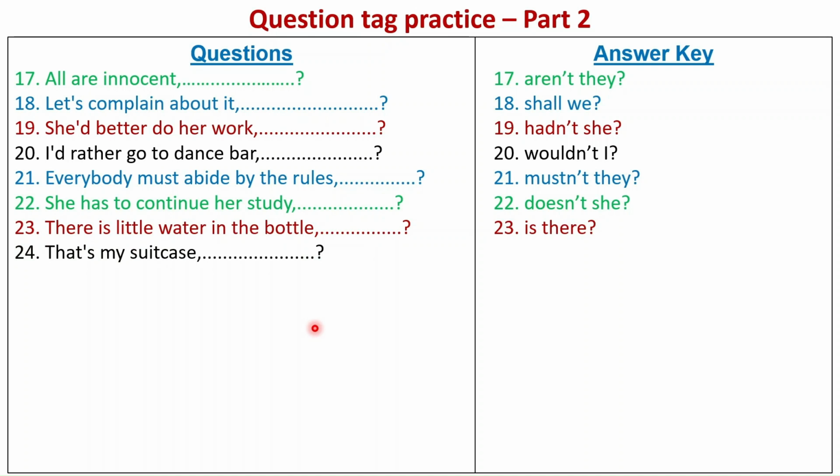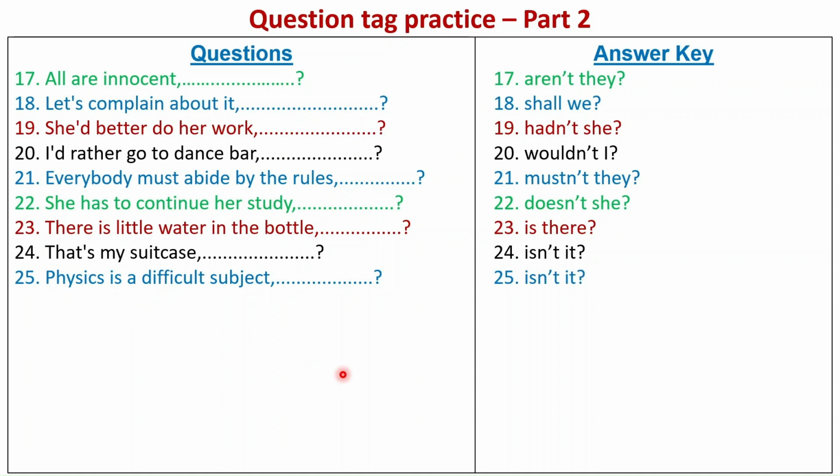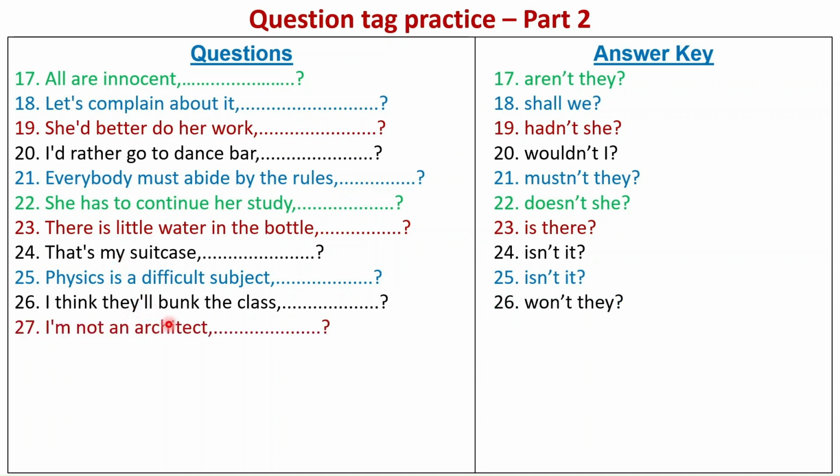That's my suitcase. That's. Isn't it? Physics is a difficult subject. Isn't it? I think they will bunk the class. Won't they? In this situation, we should not say don't I. I think, I hope. If there is such a case, look at the second verb, second subject. Won't they? I am not an architect. Am I? Have a light breakfast. Imperative. Will you?